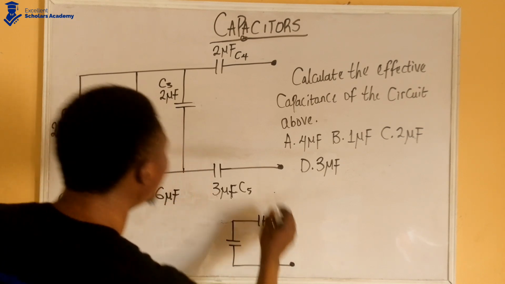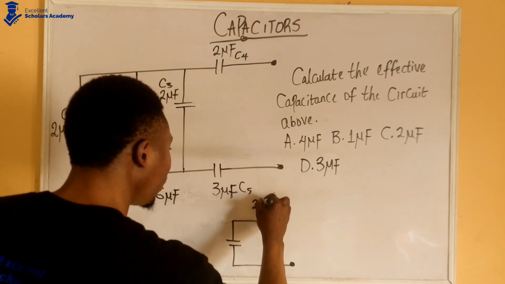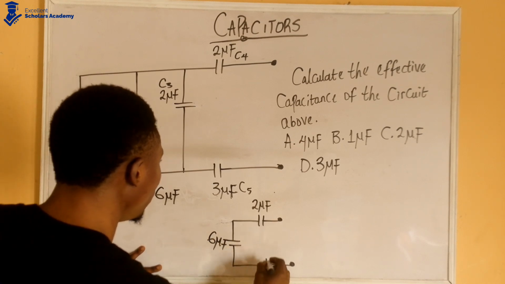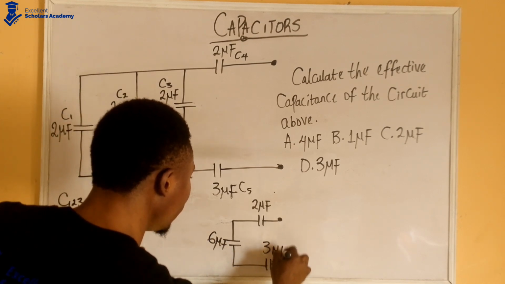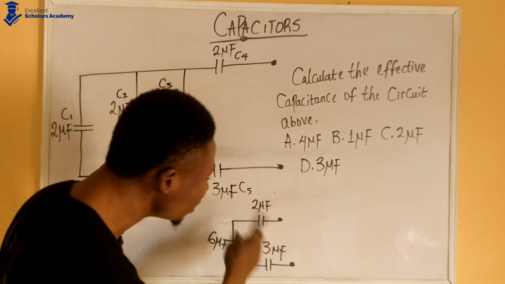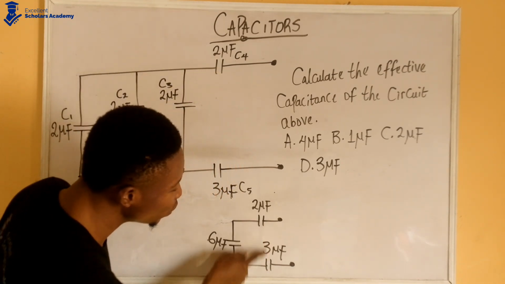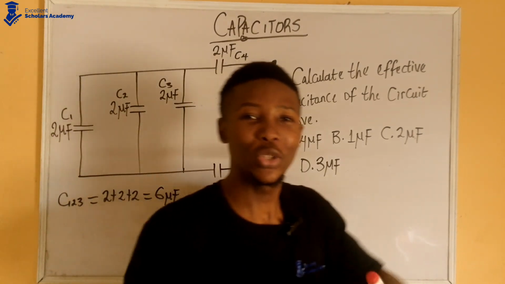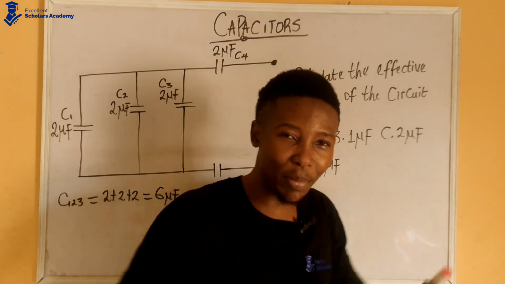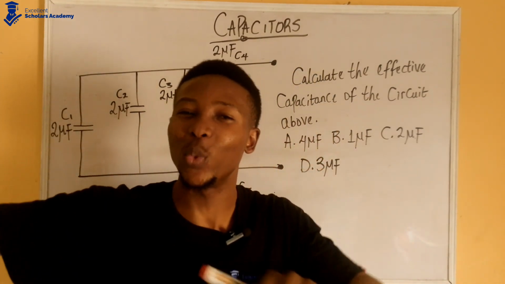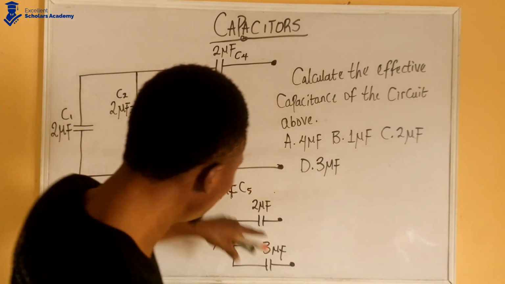Alright, so your circuit becomes this. You have your 2 microfarad here. Now you combine this, you have your 6 microfarad here. And then you have your 3 microfarad here. Now, as they are like this, they are connected in series. Don't think that these two now are connected in parallel. No, it's just like a wire that was straight, but it became bent. Maybe the capacitors were connected end to end and then they bent it. It's still series, all right?